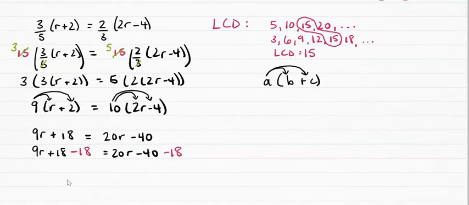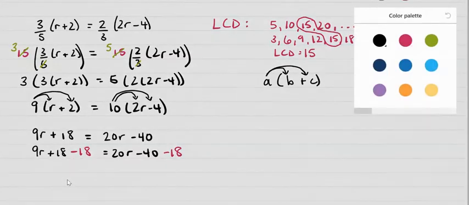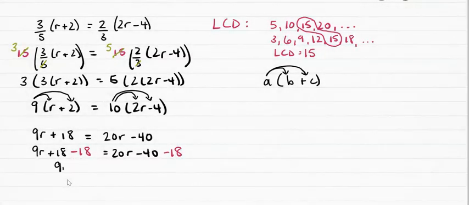The subtraction on the left-hand side gives 18 minus 18, which is just 0. So we're left with just 9r. And the subtraction on the right-hand side leaves me with 20r minus 58. Okay. I also said I was going to collect the r terms on the left-hand side, so I'm going to subtract 20r from both sides.